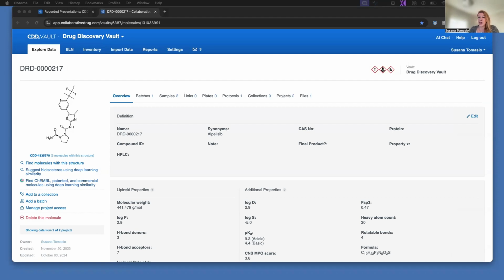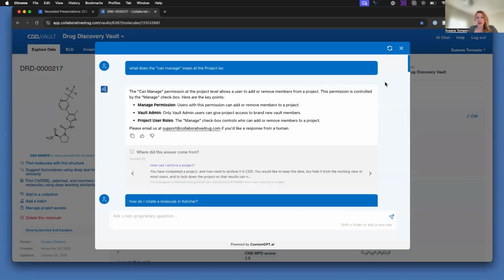Finally, I am happy to announce that a CDD AI support chatbot has been added to CDD Vault. So it's here at the top right corner of the application. When you log in to CDD Vault, you are able to click this AI chat button, and this tool is trained on the CDD Vault knowledge base and provides immediate responses to basic support inquiries. Of course, the support team continues to be available for the cases where a quick answer from the AI chatbot isn't enough. And that's it from me.